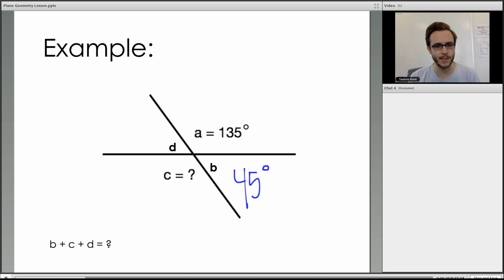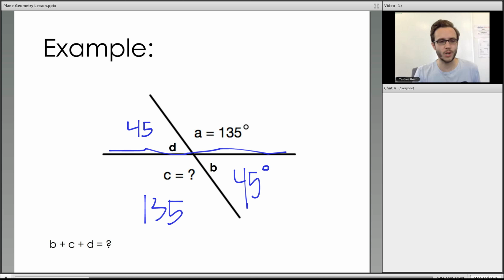If we know that C is 135 degrees, then that means we know what D is as well. D is also going to be 45 degrees. And we don't actually need B or C to know that. We just need D and A. A is 135 degrees plus 45 degrees, gives us this straight line of 180 degrees here.